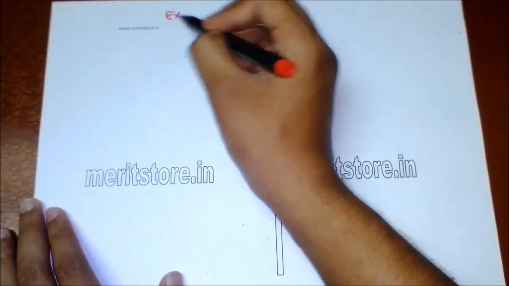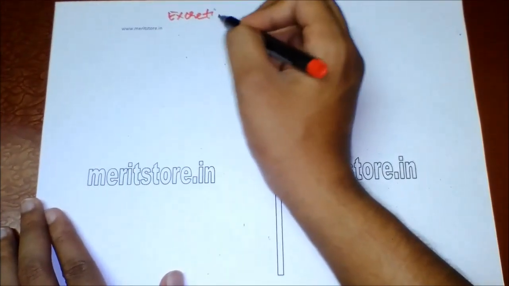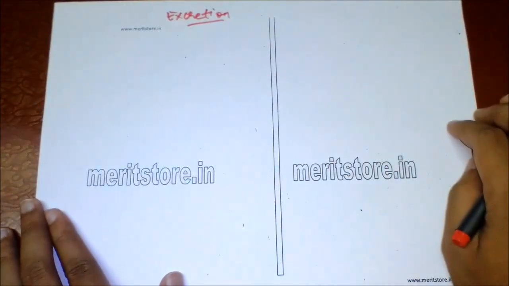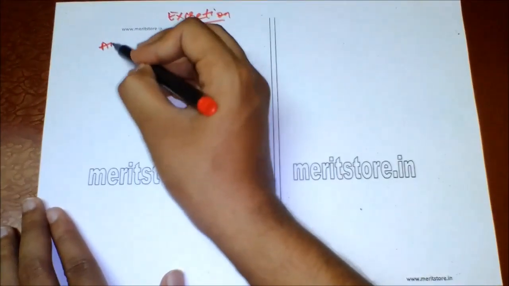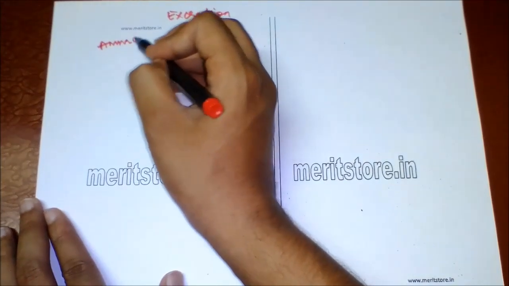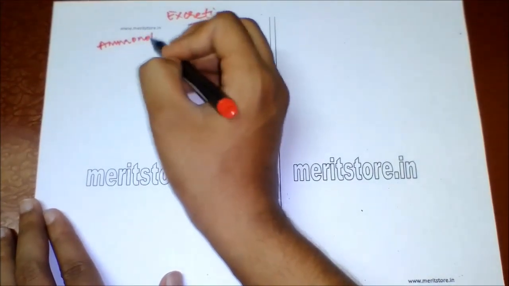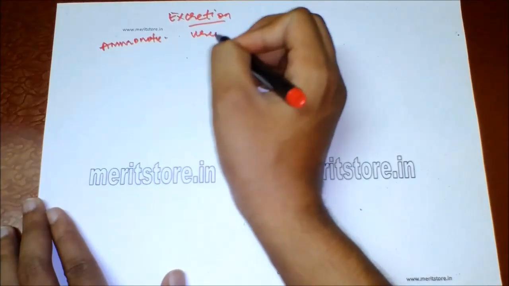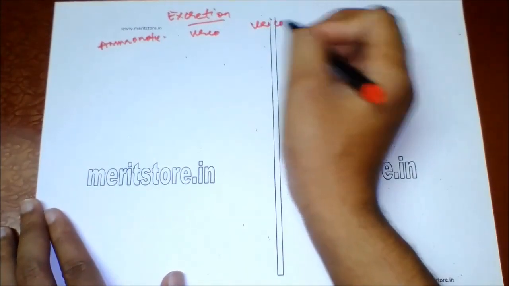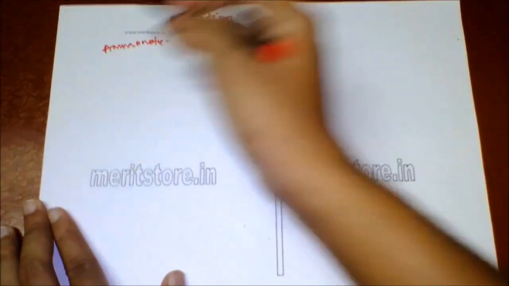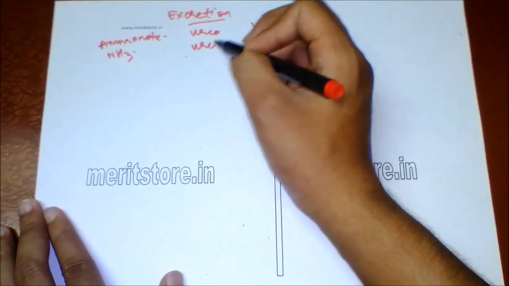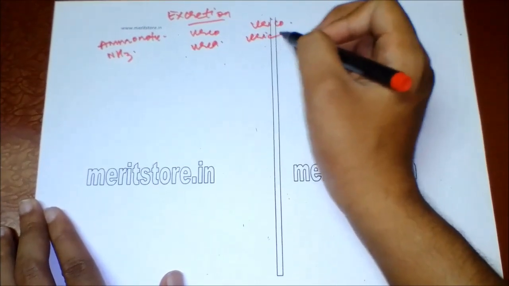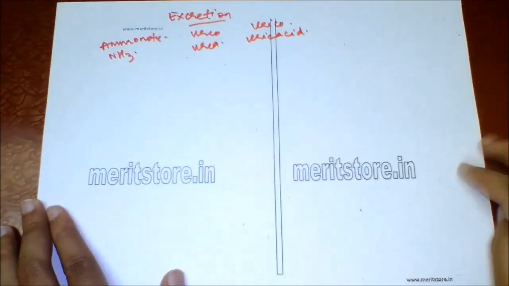Excretion is the next part which we are going to deal with for the last minute brush up. The modes of excretion are classified into ammonotelism, ureotelism, and uricotelism, on the basis of the animals which excrete ammonia as the waste product, urea as the waste product, and uric acid as the waste product.